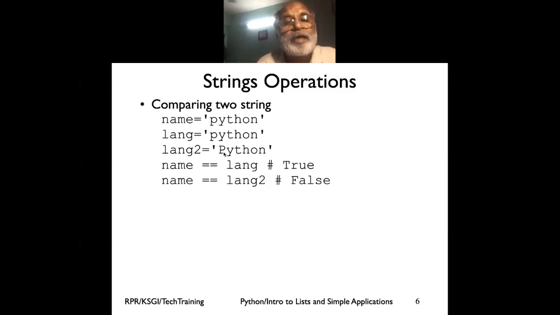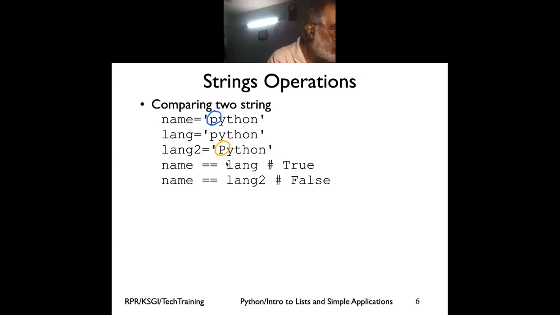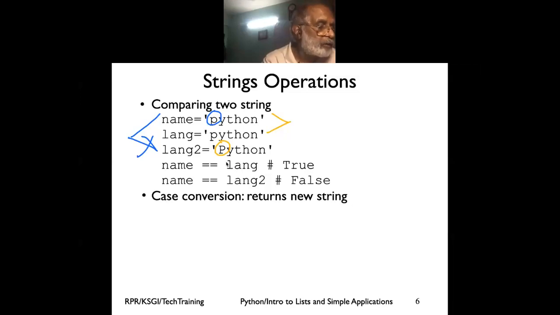Here it is capital P. If you look at, this is capital P and this is small p. So when I compare name with language, it will not succeed, it will be false. Whereas if I compare name with this language, it will find, because both are same. So understand that part. The comparison is always case sensitive.